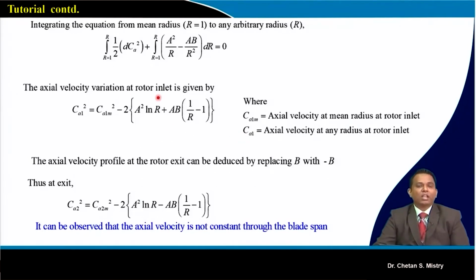In line with that, if you solve the equation by putting A plus B by R, you get Ca2, which is my axial velocity at the exit of my rotor. That is what will come in this formula. So my axial velocity varies at the entry and varies at the exit. It does not remain constant.